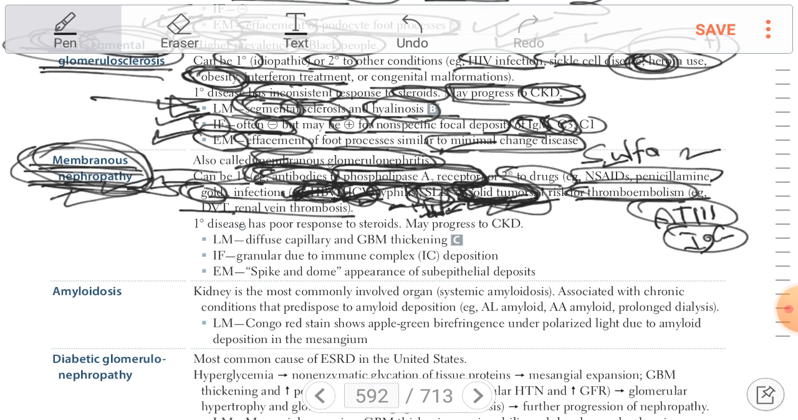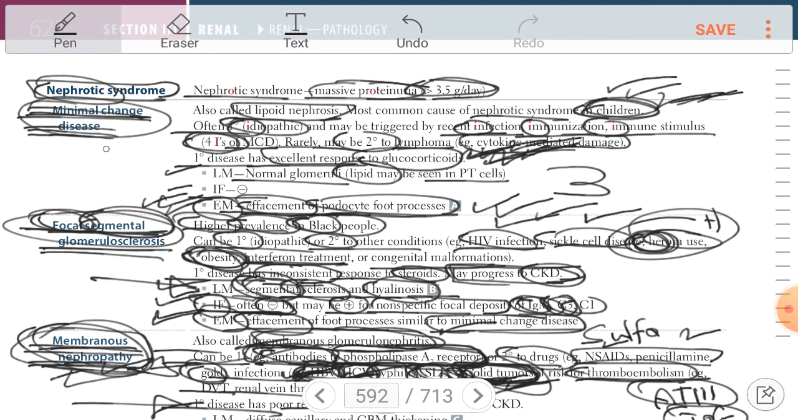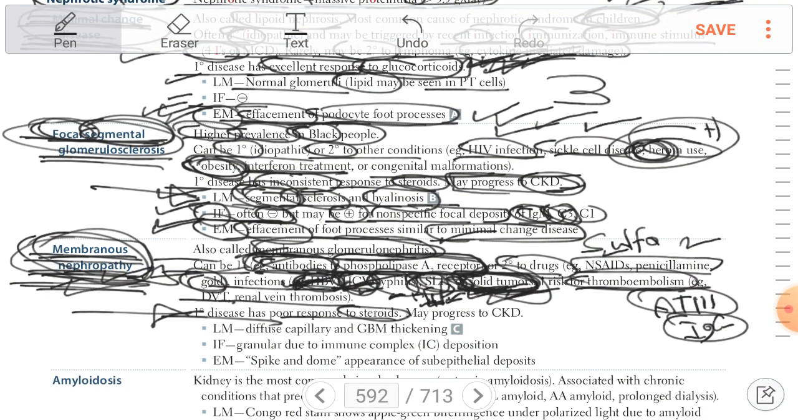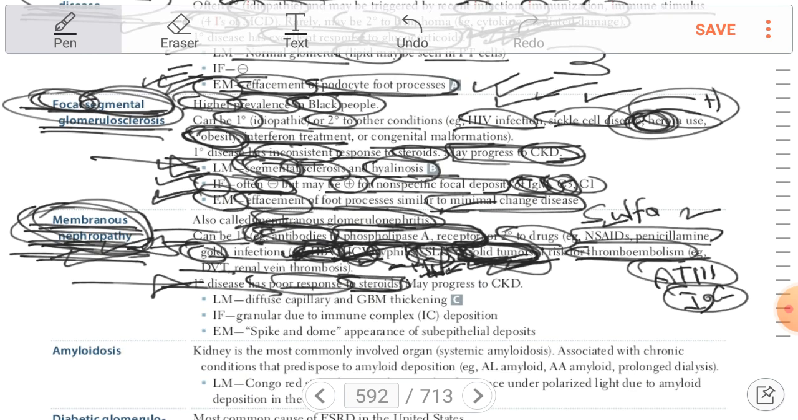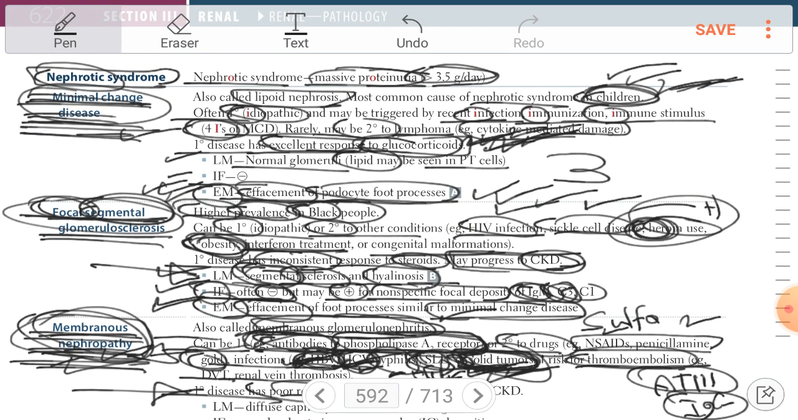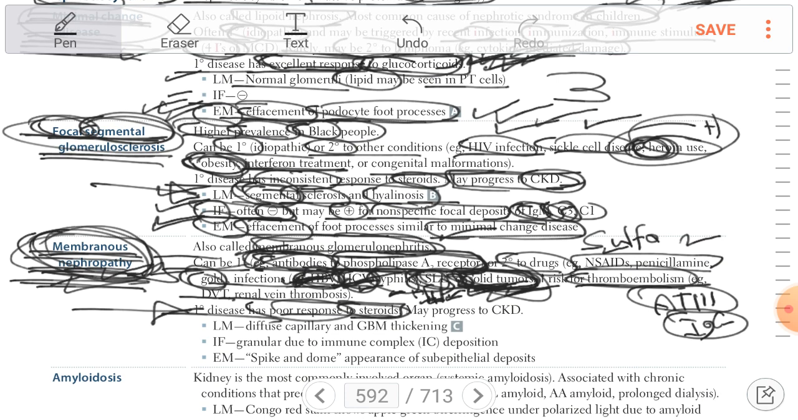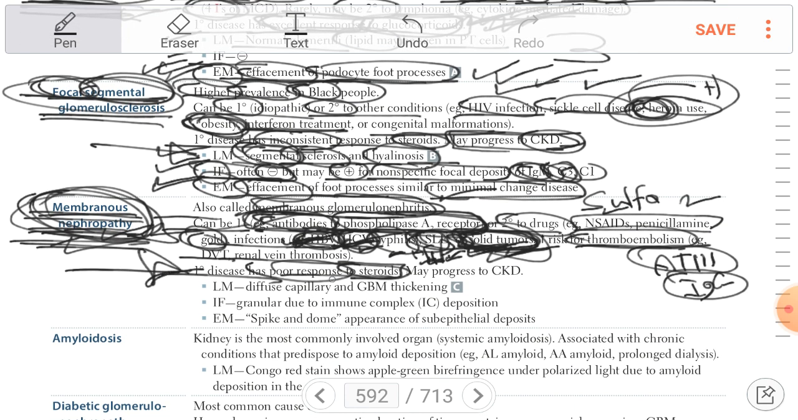Then primary disease has poor response to steroid, and this is so important. Why? To differentiate between these two types. Minimal change disease has excellent response to glucocorticoid, but membranous has poor response to steroid, and may progress to chronic kidney disease.